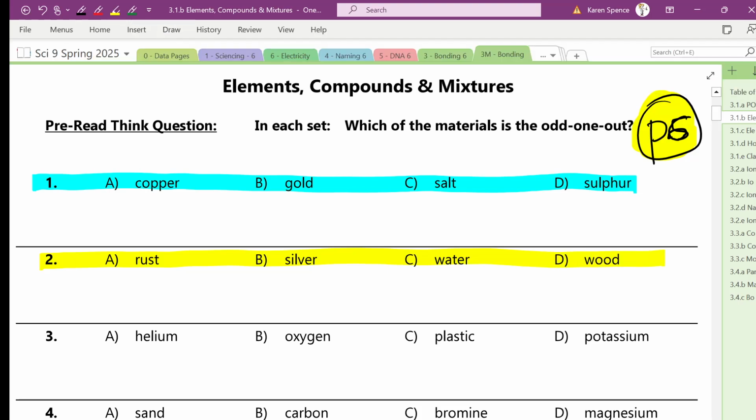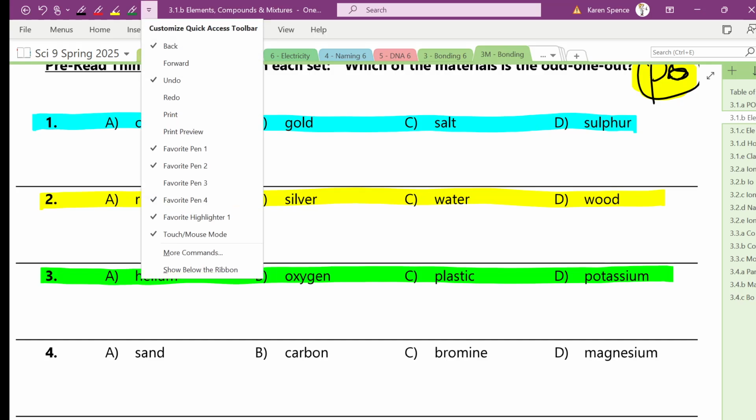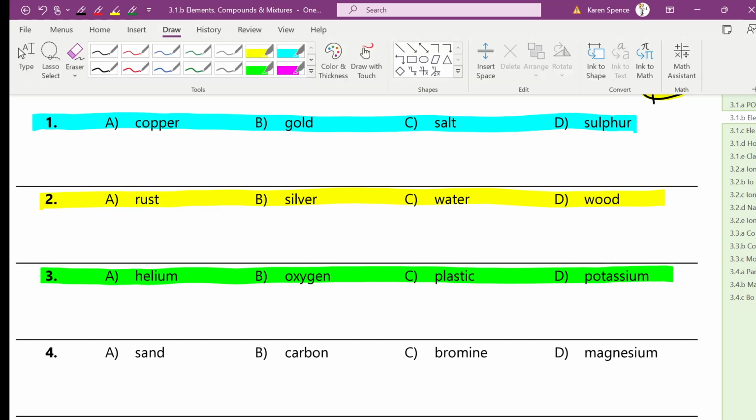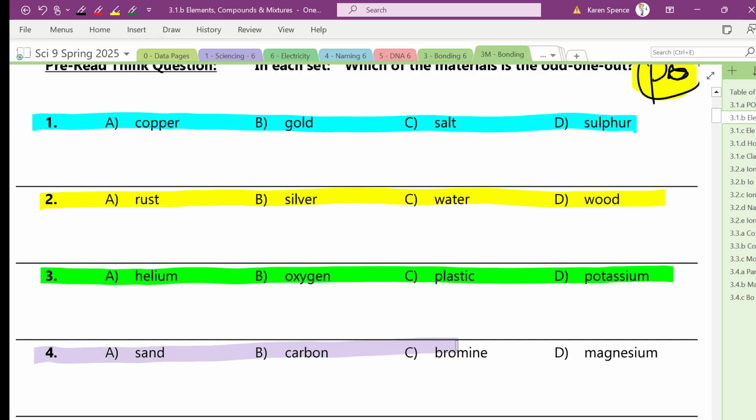Isn't rust? Is rust like an actual thing? No, rust is a wood. But yeah, collide. Yeah. And then sand, carbon, gold, that is. Okay, pull it out for you.